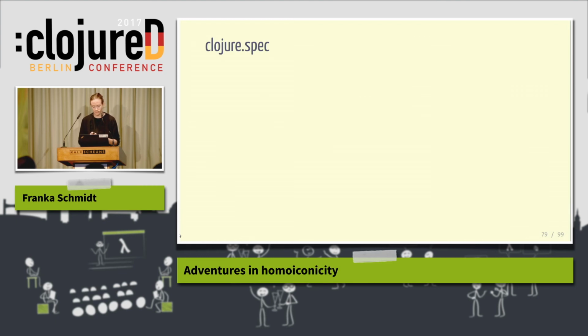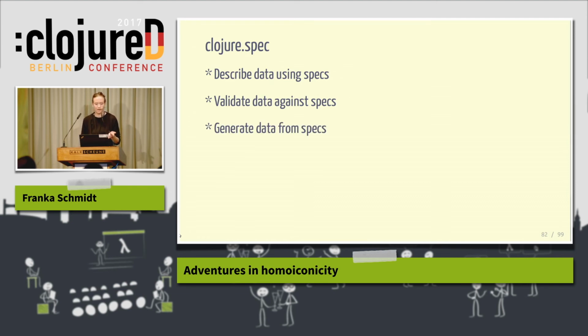Yeah. So ClojureSpec. ClojureSpec, most of you probably know this, will be introduced as part of Clojure 1.9. And let's just do things that are really closely related to what I've been talking about for the rest of this talk. So we can describe data using specs. We can then validate data against these specs to see if the data set that we have matches the spec or not. And finally, once we have a spec, we can also generate more data that complies with the spec.